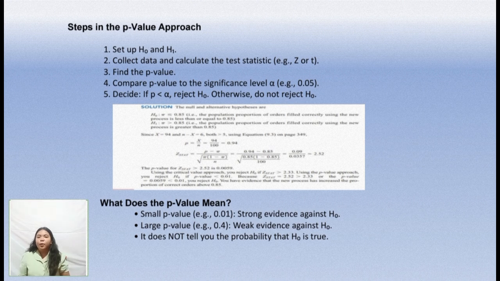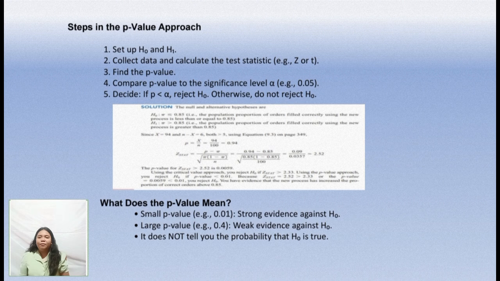And then second, we are going to calculate the standard error. And third is to compute the z-statistic. So what does this mean? A z-statistic of 2.52 means the sample proportion 0.94 is 2.52 standard deviations above the hypothesized proportion 0.85. So this is quite far, and it suggests that the difference is statistically significant.